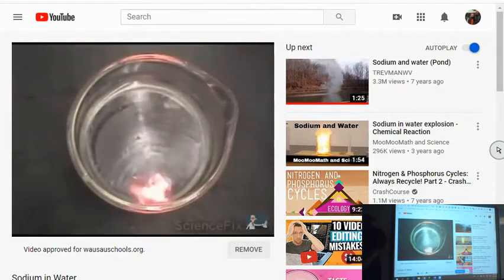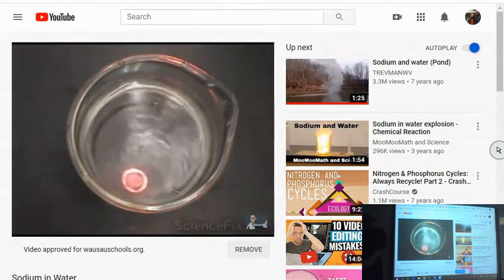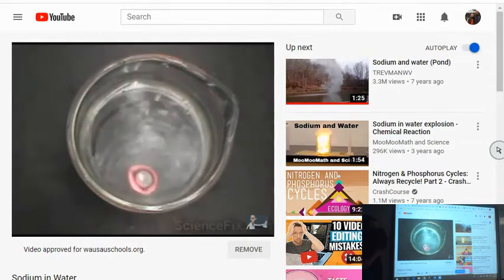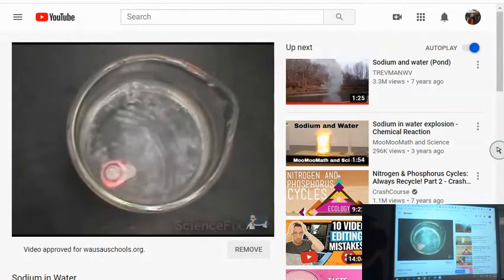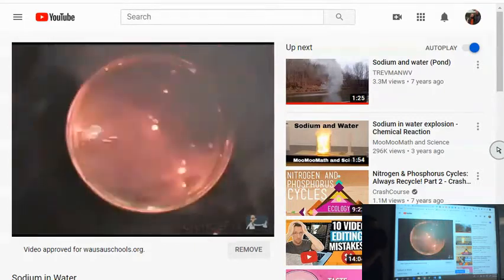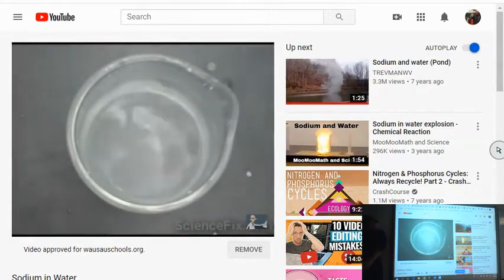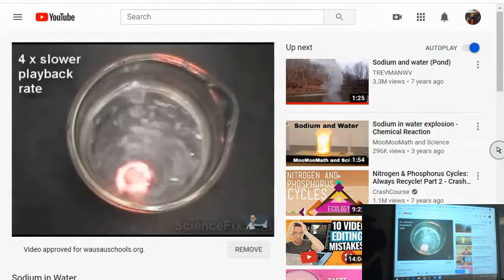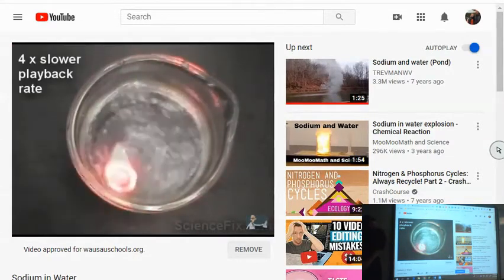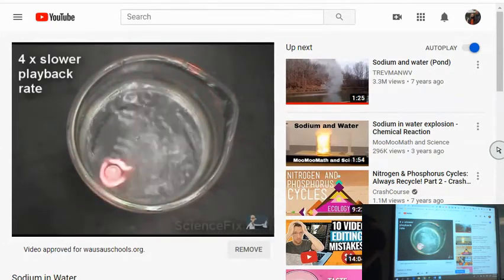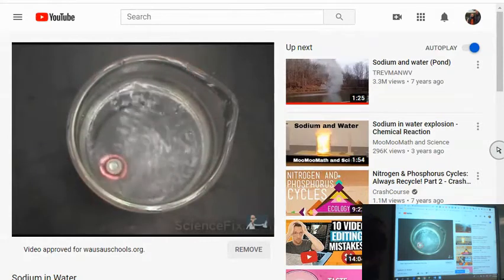What's happening here is the sodium is reacting with the water. Hydrogen gas is produced. That's why it's moving all over the place. It's creating little bubbles of hydrogen gas. The temperature of this reaction is quite high, so the hydrogen gas actually starts on fire. Later in the year, we'll show you this same reaction with big chunks of sodium. Again, it's bouncing around because of the hydrogen gas that's forming.